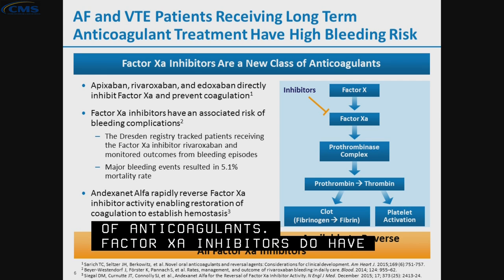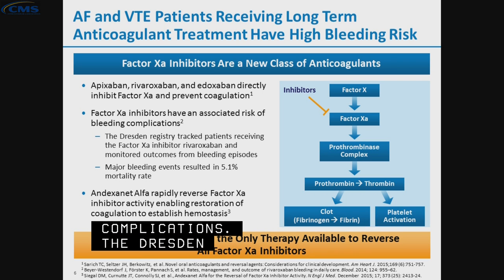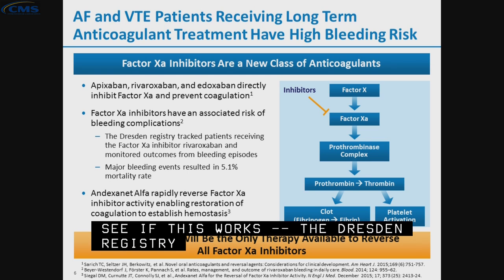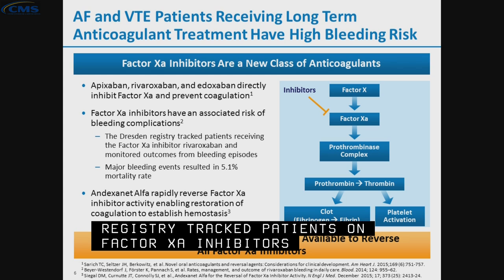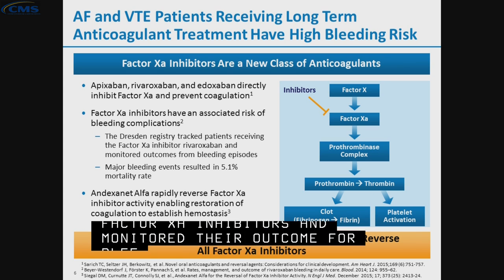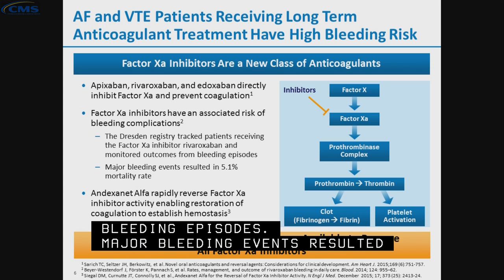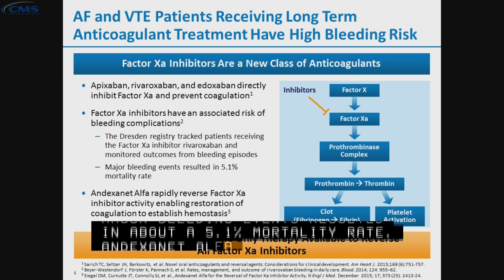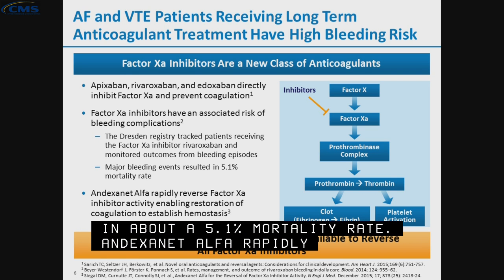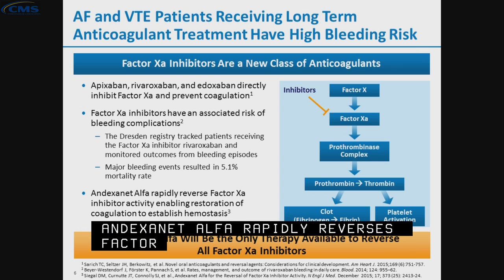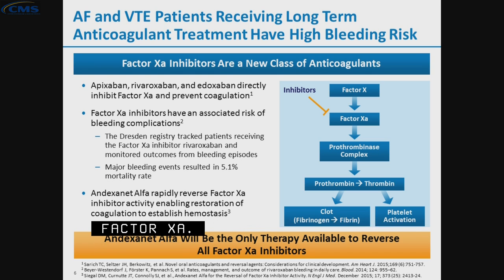The Dresden Registry, as we looked at, tracked patients on factor 10A inhibitors, specifically rivaroxaban, and monitored their outcome for bleeding episodes. Major bleeding events resulted in about a 5.1% mortality rate. Andexanet alfa rapidly reverses factor 10A inhibitor activity, enabling restoration of coagulation to establish hemostasis. Andexanet alfa will be the only therapy available to reverse all factor 10A inhibitors.